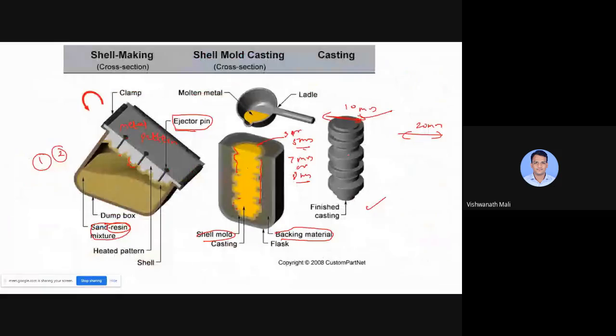Same here, you can see the shell molding process. The metal pattern is heated. So this binder and silica will stick to it, and we will get one part. After repeating, we will get the other part, and by joining these, we will get the mold. In that mold, we pour the molten metal, and once it solidifies, we get the final product. So this is shell molding.